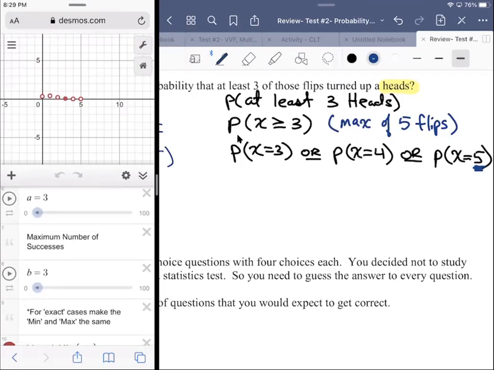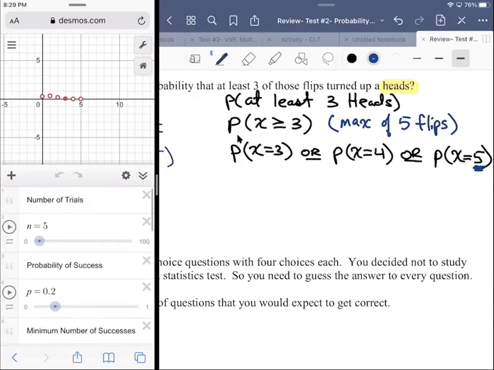If you have exact amounts, then you would just make the mins and maxes the same number. That's what we did last time. Here we got 5 trials. My default was 5 anyway, so that's fine. The probability of success is 0.5. So slide it to 0.5.